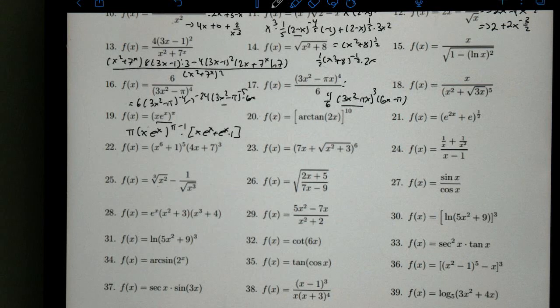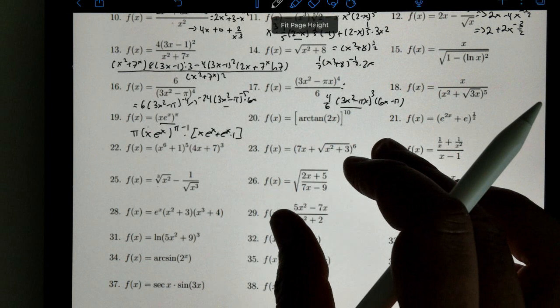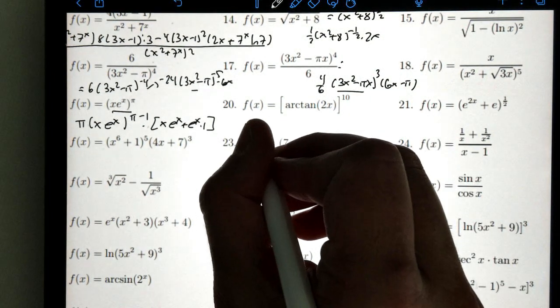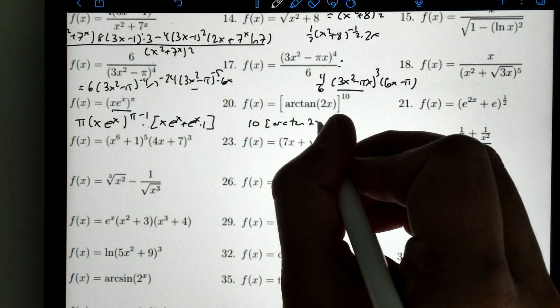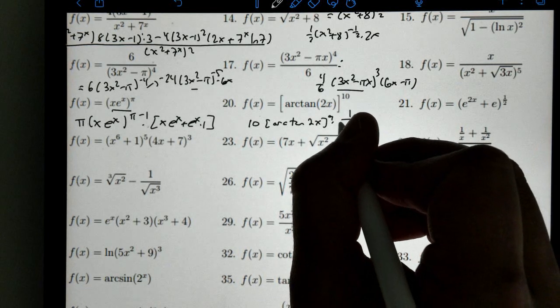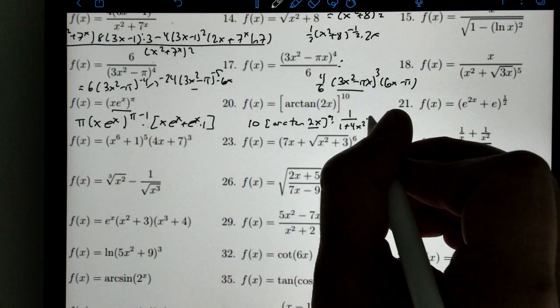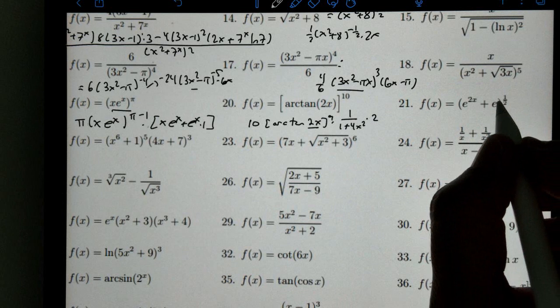Number 20. All right, this is our derivative of arctangent, so if you forgot that, pay attention here. For number 20, it is a chain rule. We're going to get 10 arctangent of 2x to the 9th. The derivative of arctangent, 1 over 1 plus a squared, so that becomes 4x squared. Chain rule again, times 2. There's your derivative.